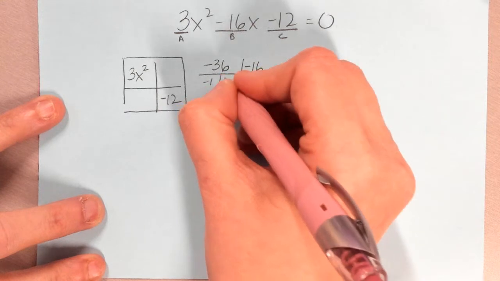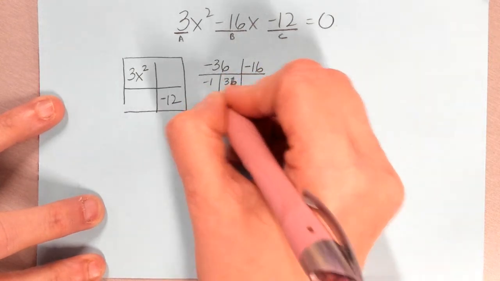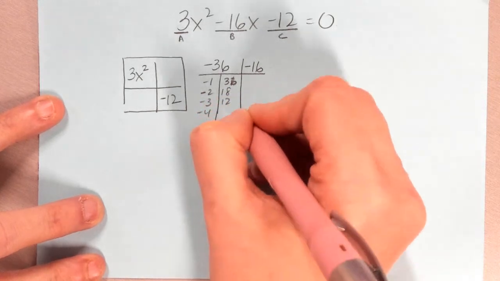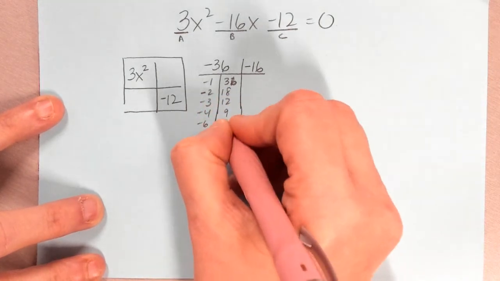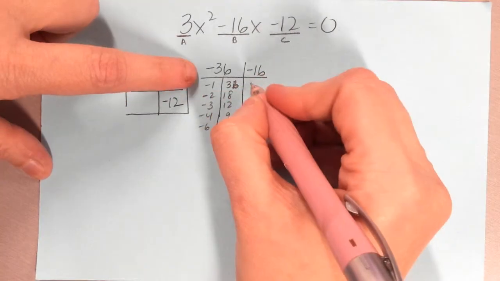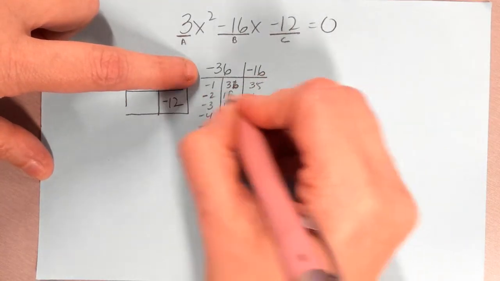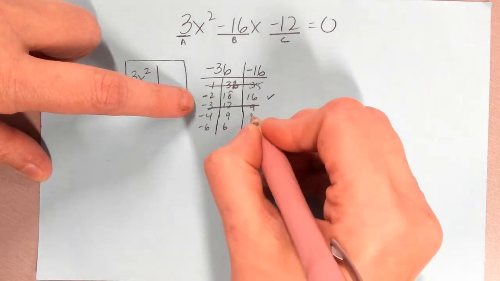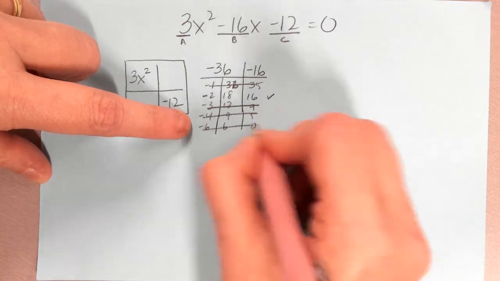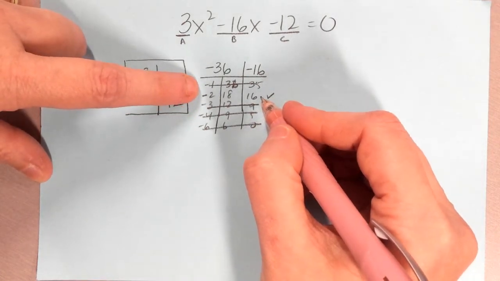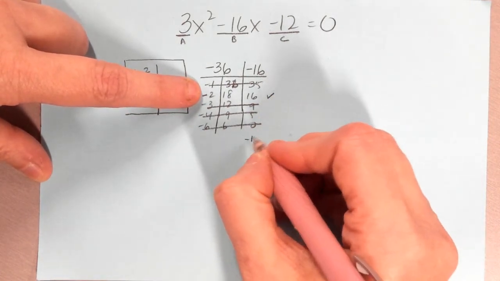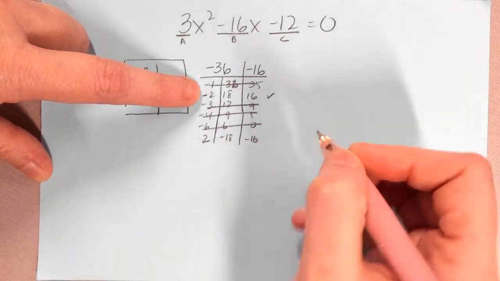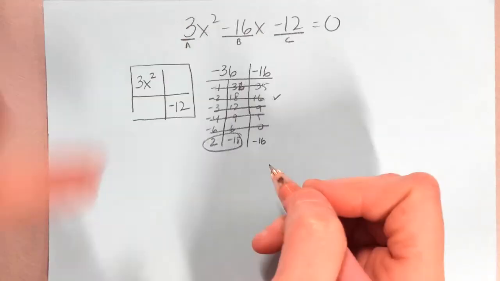So I'm going to do negative 1 times 36, negative 2 times 18, negative 3 times 12, negative 4 times 9, negative 6 times 6. Okay, this adds up to 35, 16, which I'm liking. This is 9, not what I want, 5, not what I want, 0, not what I want. This is what I want, but it's the wrong sign. So if I flip the sign on the 16, that means I got to flip the sign on everything else. So that's the pair that I'm looking for.